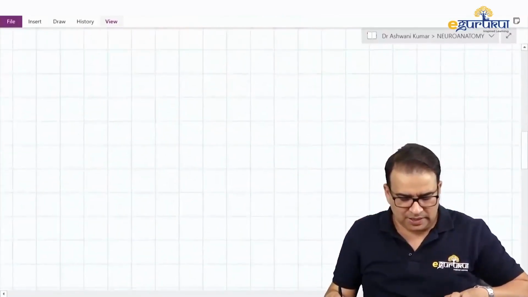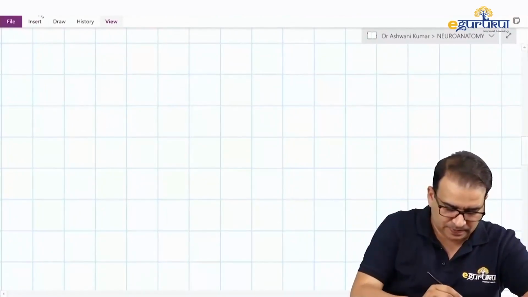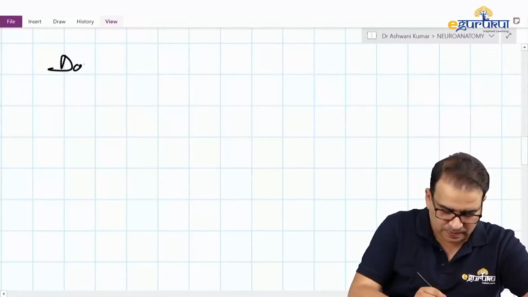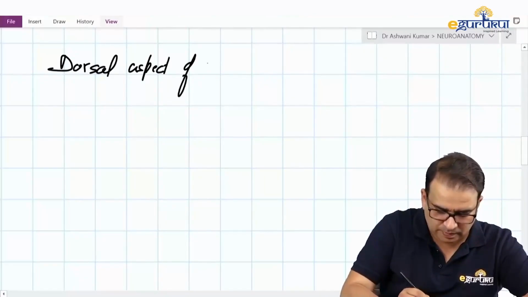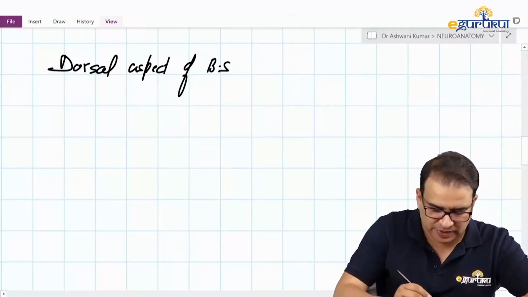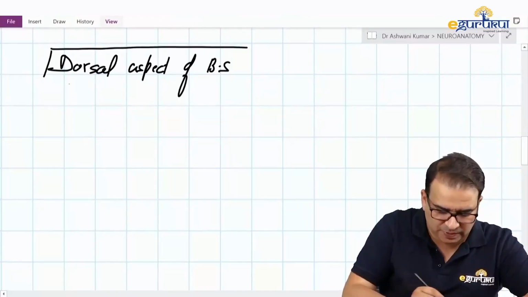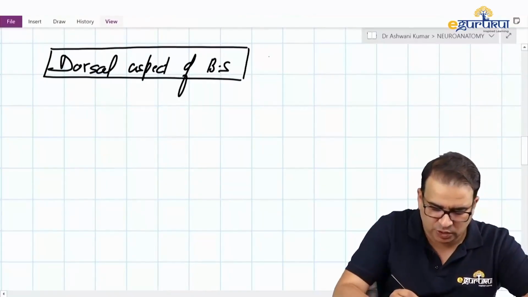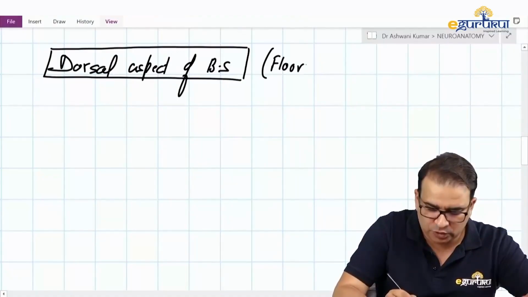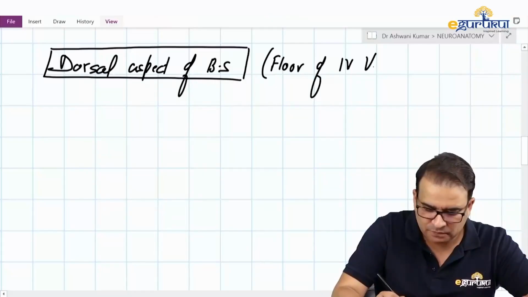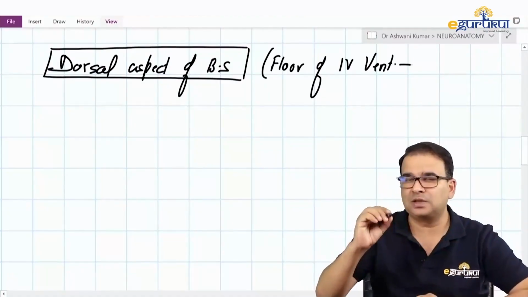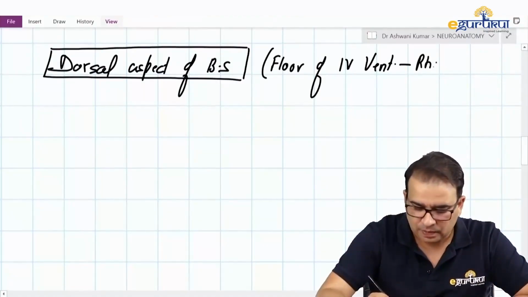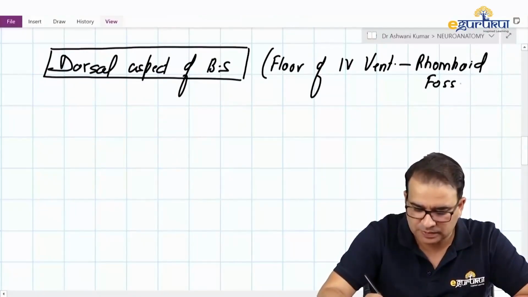So looking at the dorsal aspect of the brainstem, what else will we achieve by looking at the dorsal aspect? We also will be looking at the floor of the fourth ventricle, which, because of its shape, is also called the rhomboid fossa.